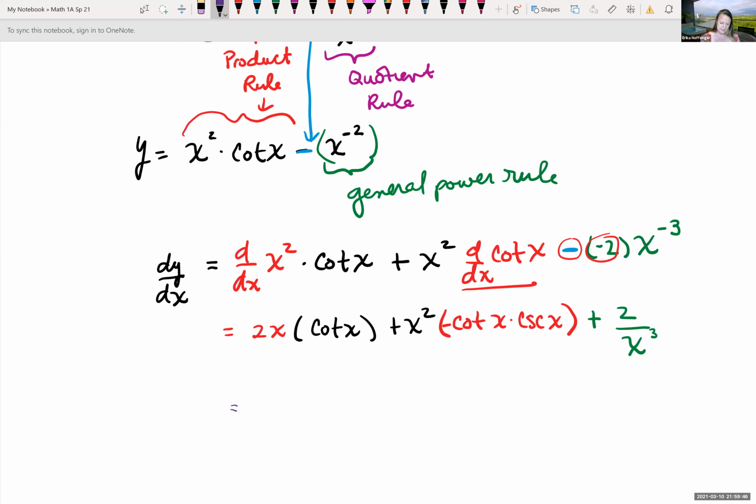So looking at this, we have 2x cotangent of x minus, let's pull that negative out front, negative x squared cotangent x cosecant x plus 2 over x cubed.